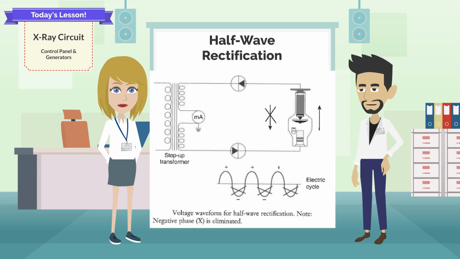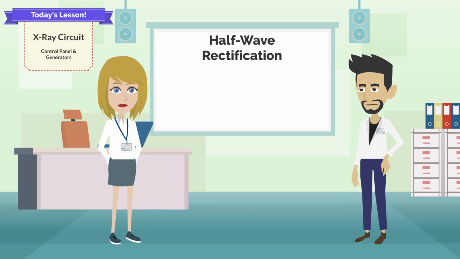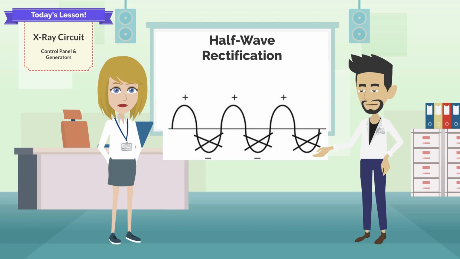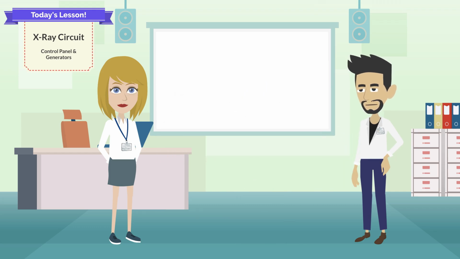In half-wave rectification, the negative phase of the electric cycle is totally eliminated and a gap remains. The X-rays are turned off during the eliminated or negative phase. With only the positive phase remaining, the electric current is direct only, or DC. The X-rays are pulsating on, off, and so forth at a rate of 60 pulses per second.